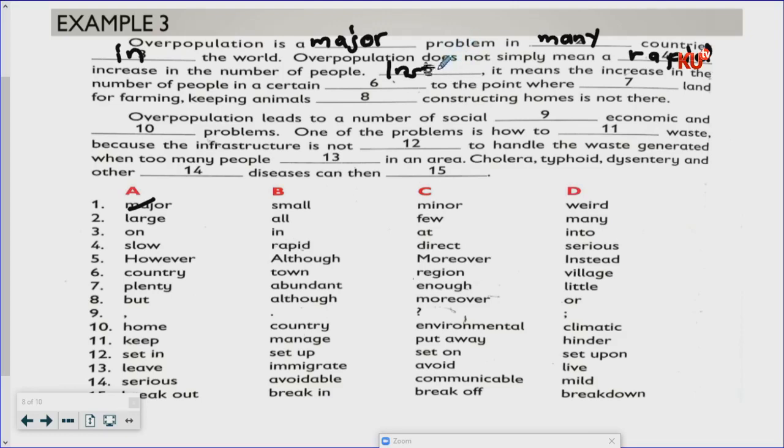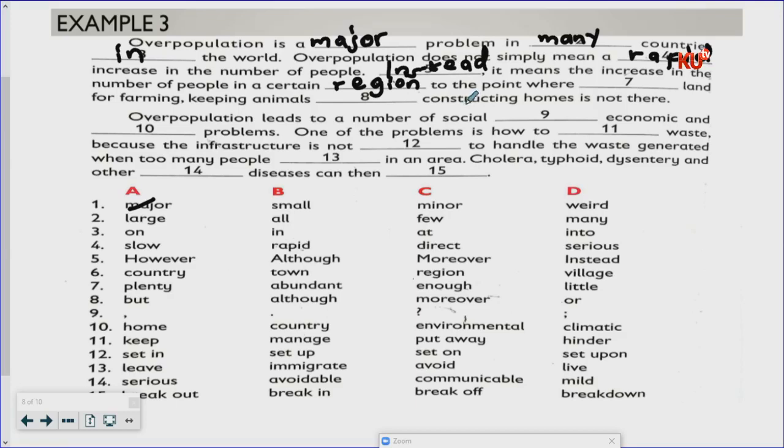it means the increase in the number of people in a certain country, in a certain town, in a certain region, in a certain village. The correct is region because it is not talking about countries. Even towns can be overpopulated and villages too. So you use region, which is a word that cuts across.